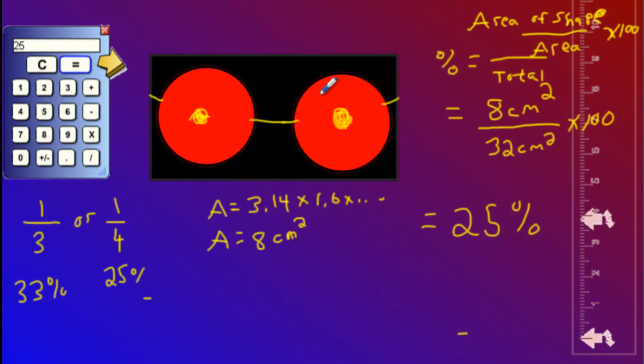Well, we would know that one shape is 25%. We would know the other shape is 25%. You put those two together, you get 50%, which is 1/2. 50 over 100 is 50%, which is 1/2 of the design.